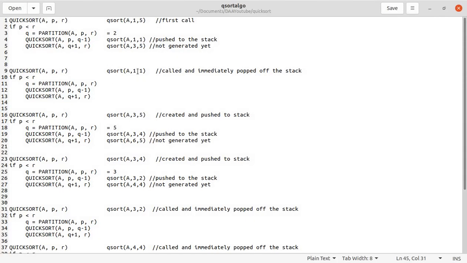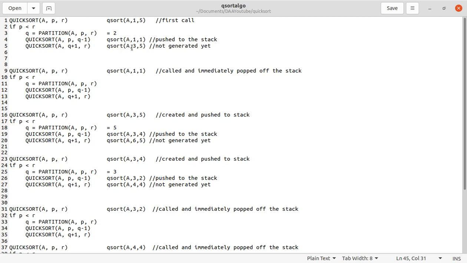So now P is 1, R is 1, and this condition is false. That means the algorithm is complete for this call, because only if the condition is true will these 3 lines be executed. Because the condition is false, it will terminate itself. So qsort A11 is called and pushed onto the stack, and immediately popped off from the stack. So for qsort A15, this call is completed. Now this recursive call will happen.